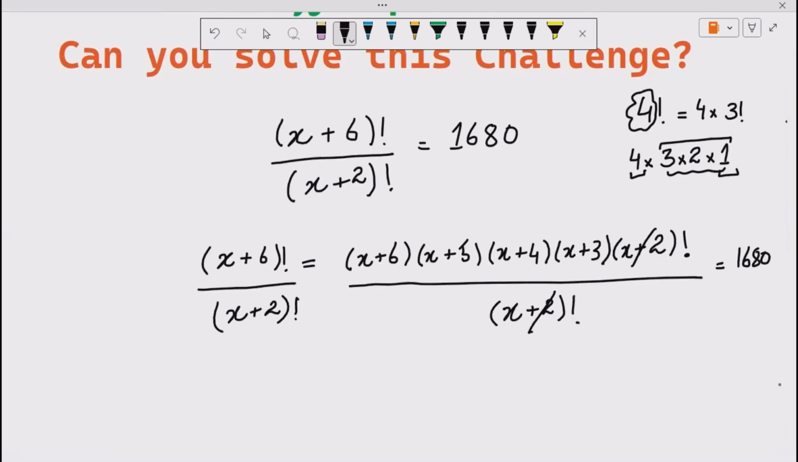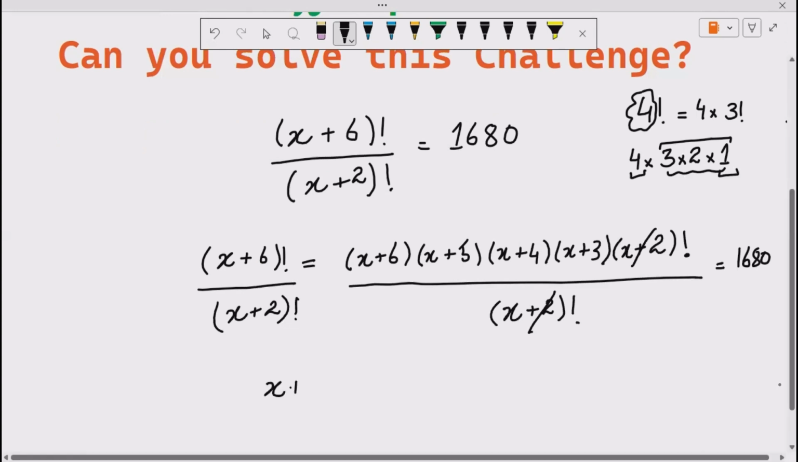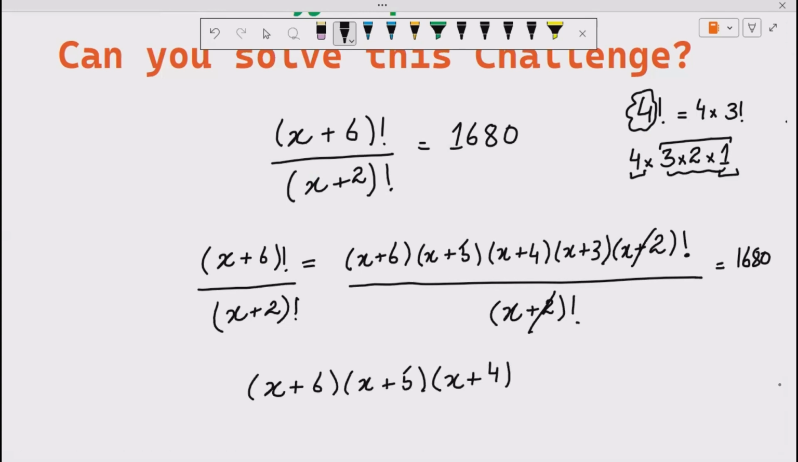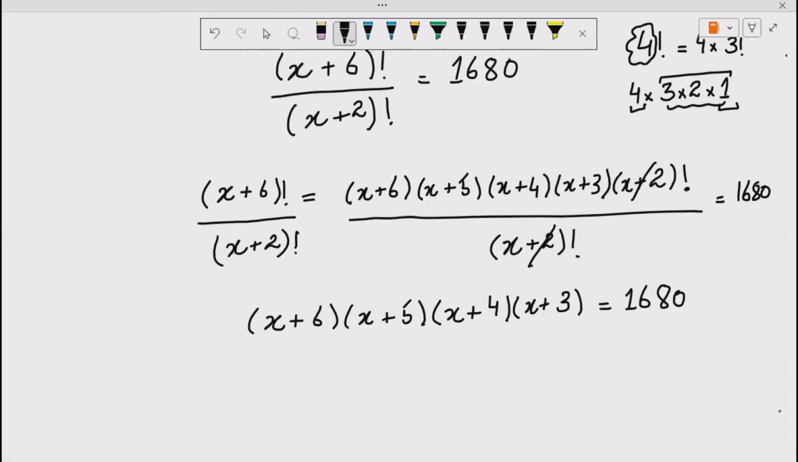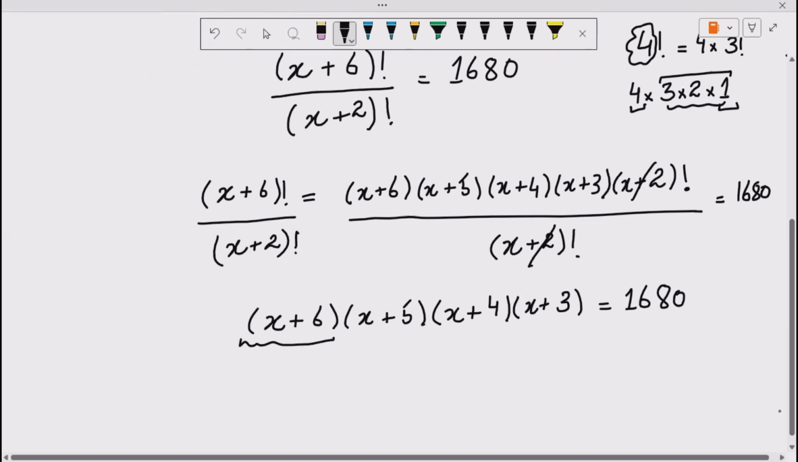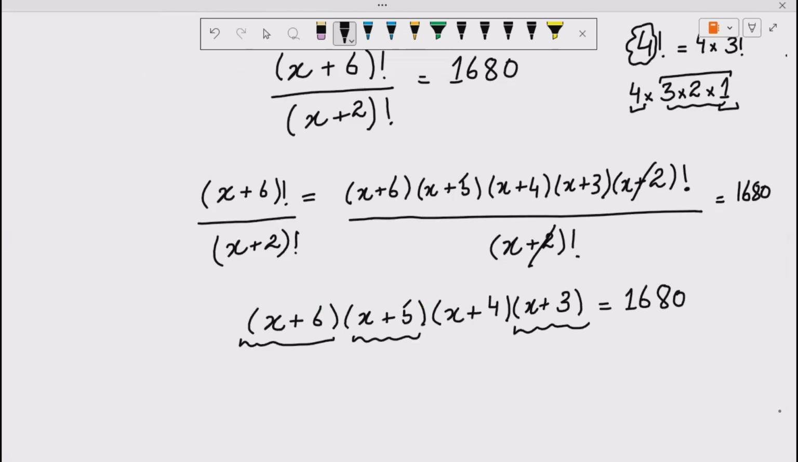So what we have now after this simplification: (x + 6) multiplied by (x + 5) multiplied by (x + 4) multiplied by (x + 3) equals 1680. Now what we have to do is arrange (x + 6) and (x + 3) together, and (x + 5) and (x + 4) together.